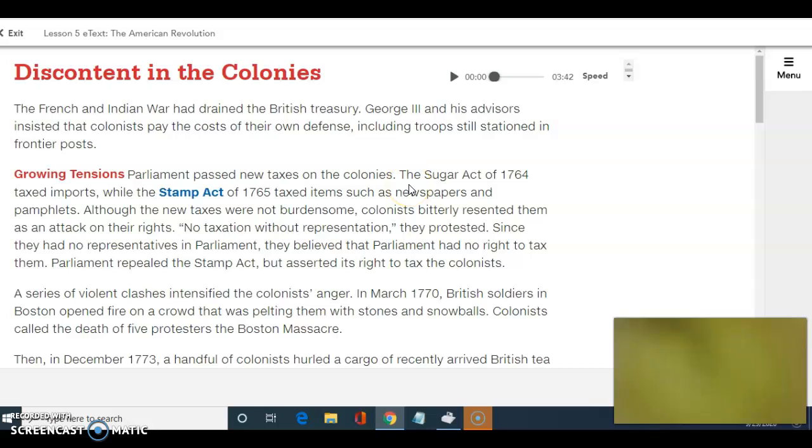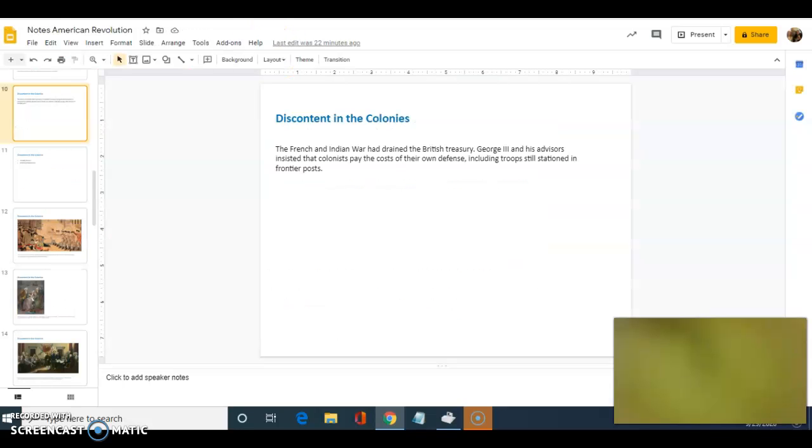So I'm now in the textbook, and you probably will want to look at some of these as you're taking notes. A lot of these are going to be your vocabulary and also will help you answer some of the questions. So you're going to also have to be kind of following along here in your notes, and we're talking about the discontentment in the colonies.